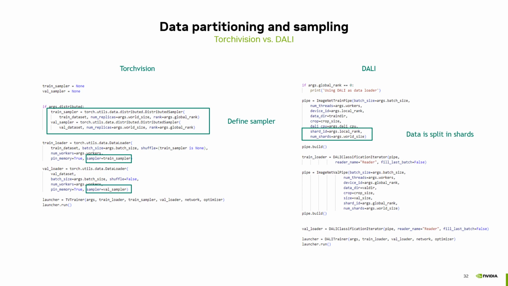Now, when it comes to DALI, this is a bit different. We won't be using the distributed sampler, as DALI has already integrated this sort of behavior in its pipelines. If you use the proper shard ID and the number of shards, it will take care of splitting the data across all the shards, which in this case are all the GPUs.